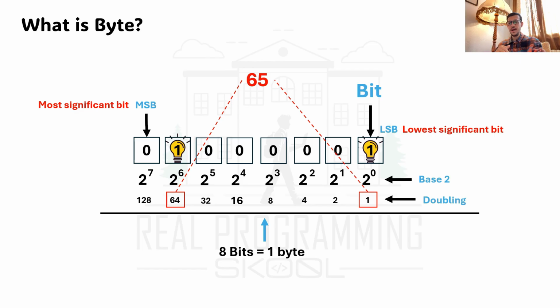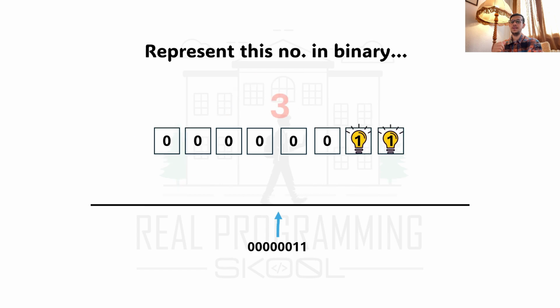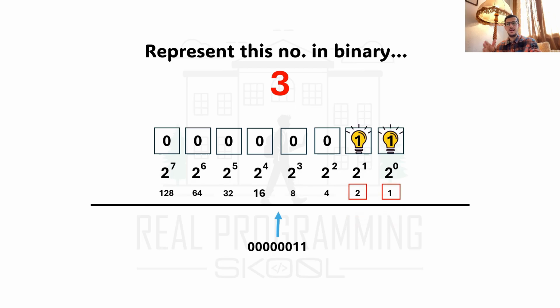So this byte represents 65. But if I want to represent number 3 in the binary system, as you see down here, it's 1 1 and the rest are zeros. So the first 2 bits are on and the rest are zeros. Why? Because 1 plus 2 gives me 3. That's how we represent number 3 in the binary system.